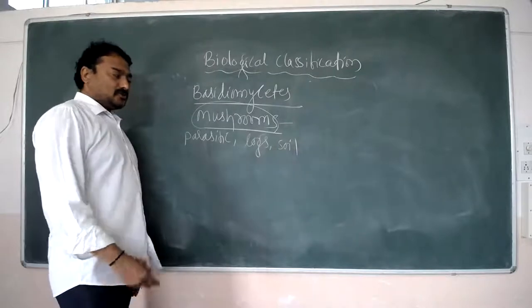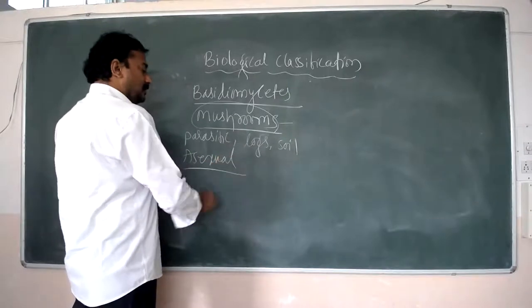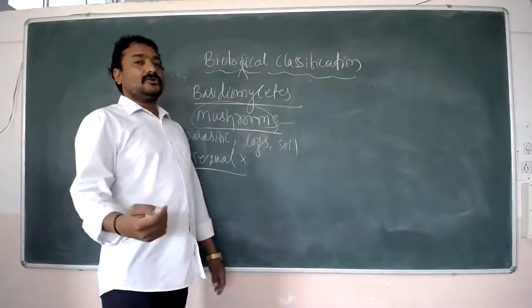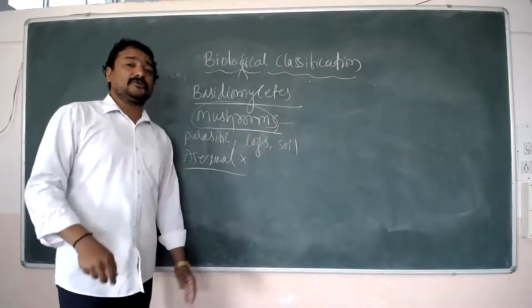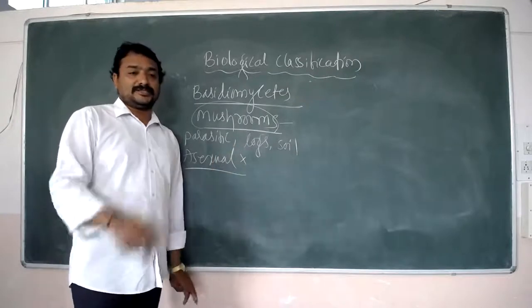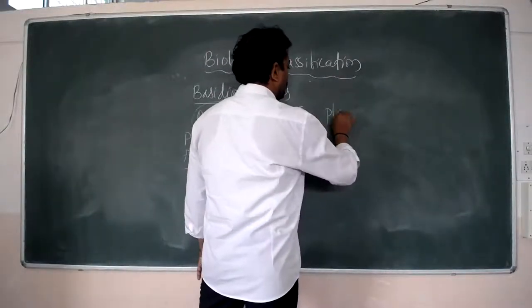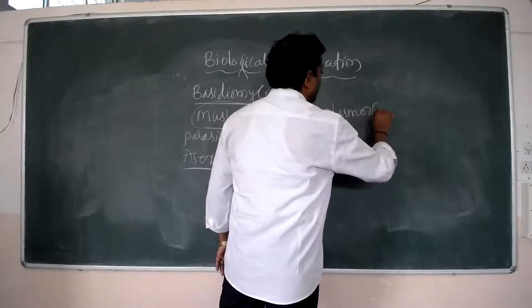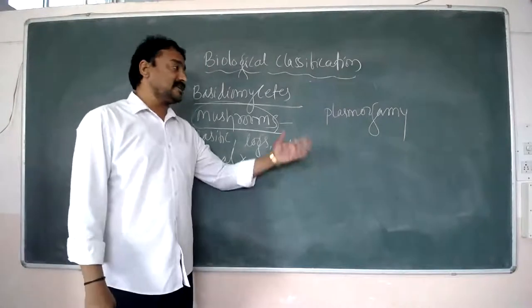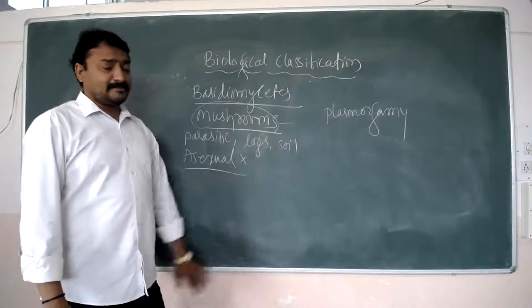Usually asexual reproduction is not seen in Basidiomycetes. You know that conidia is a type of asexual reproduction which is seen in Ascomycetes, but such asexual reproduction is not found here. Then fusion of protoplasts takes place, which is known as plasmogamy. By plasmogamy, fusion of the protoplasts of two cells takes place, and it leads to sexual reproduction.